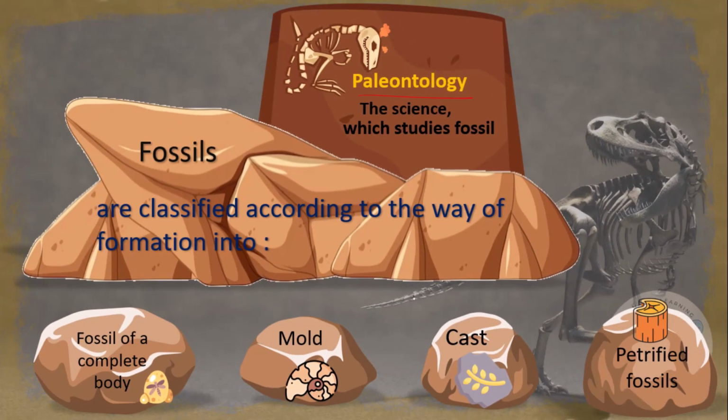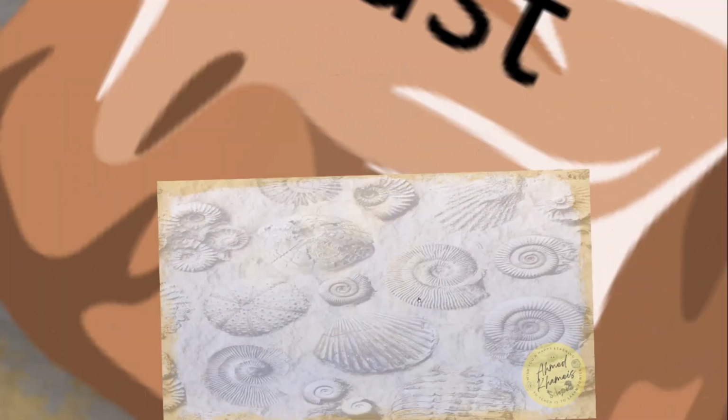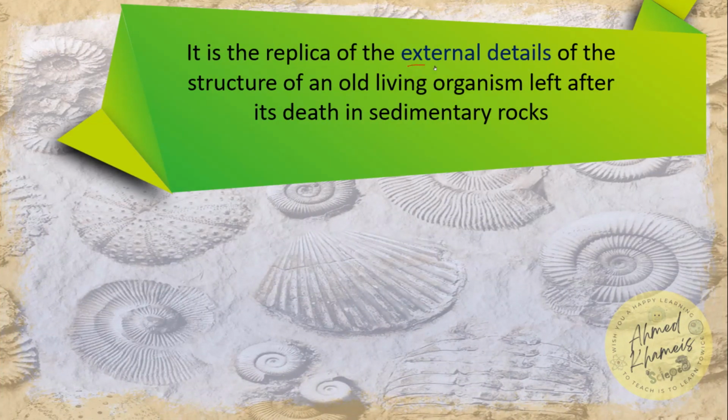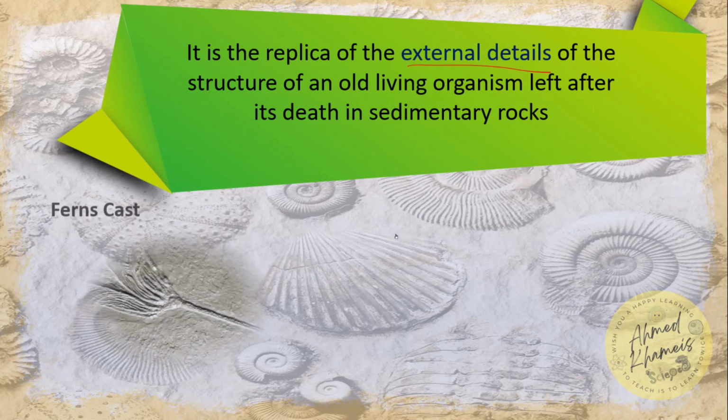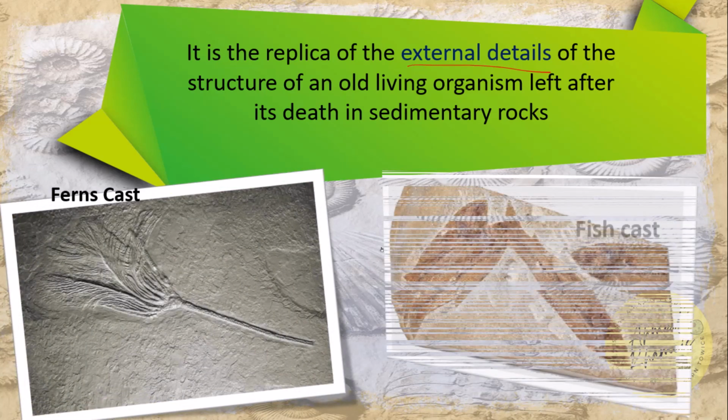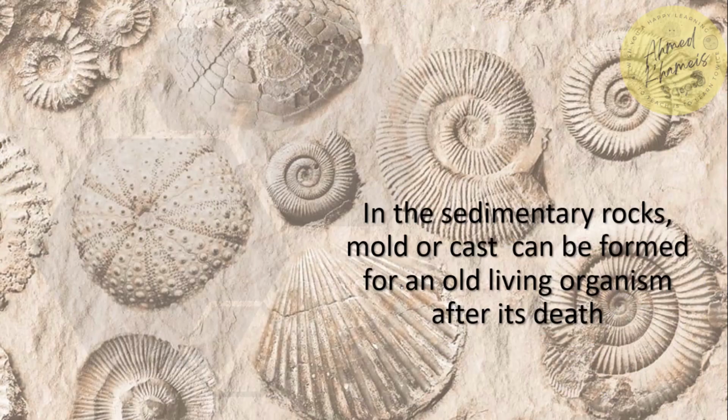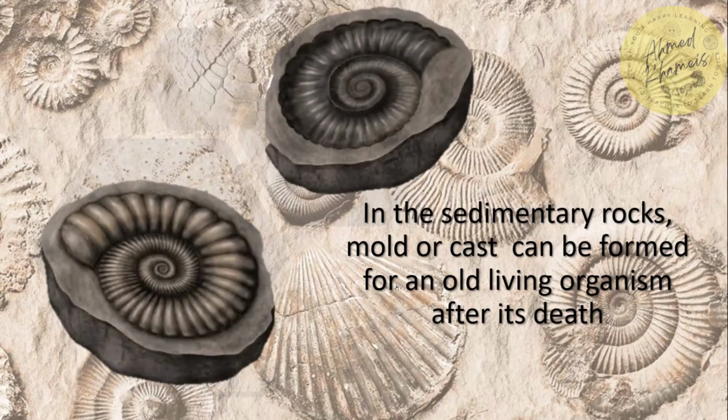So, third type is a cast, and the cast is a replica for the external detail of the structure of an old living organism after its death and buried in sedimentary rock. So, cast, external details, mold, internal details. Cast like the furnace cast or the fish cast. And notice that in the sedimentary rock, mold or cast can be formed for an old living organism. So you can find mold or cast for the same living organism.